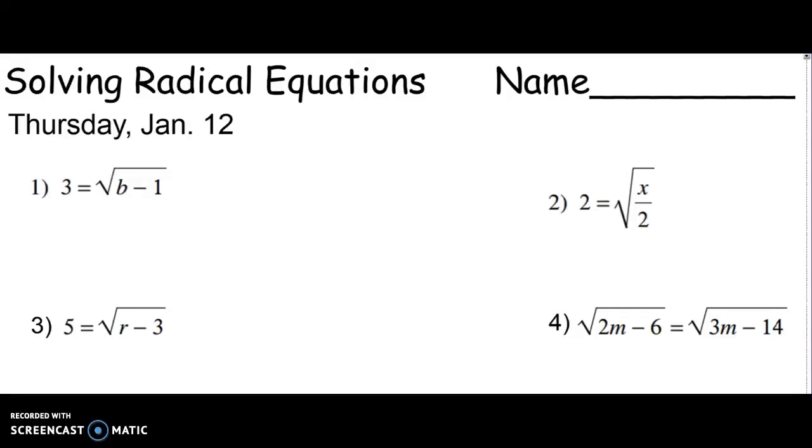Okay, we're going to go over this homework that you guys had yesterday. Just want to let you do it on your own. So let's start with number one. So this is a square root problem.